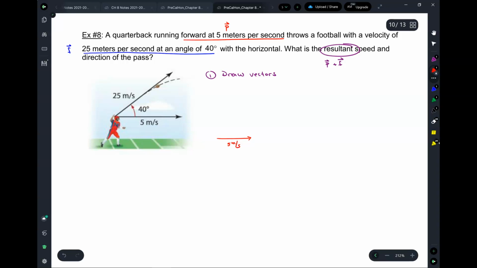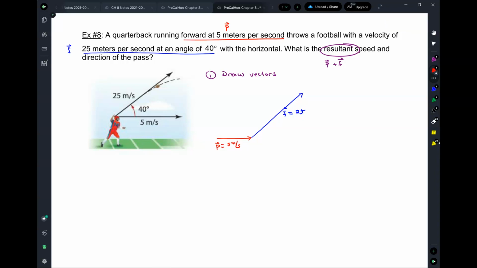Okay? The football is traveling at 25 meters per second at an angle of 40 degrees. So that's going to be 40 degrees with the horizontal, and I want to make that like 5 times as big, so kind of like that. Okay? So that's P. I'm sorry, that's F, which is 25. And this was P. Okay? Everybody okay with this so far?